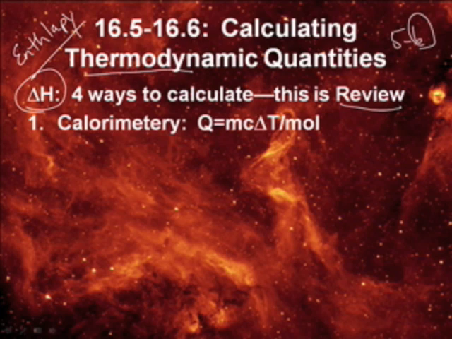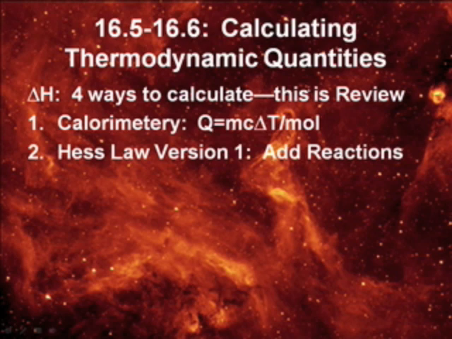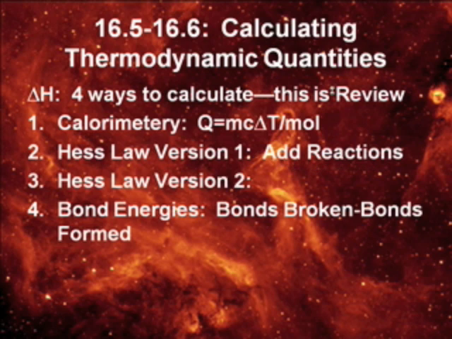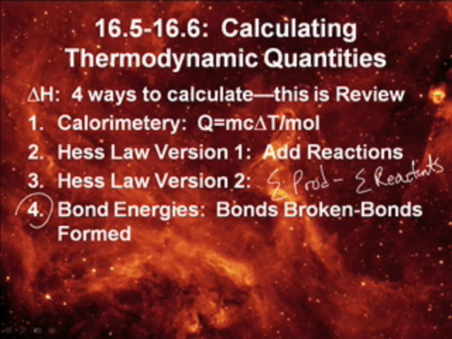We learned in that chapter there are 4 ways to calculate delta H. The first one was calorimetry, like Q equals mC delta T, and then you divide by the moles. The second method was Hess's Law version 1, where we added a bunch of reactions. The third one was Hess's Law version 2, products minus reactants. The values for that are in the appendix in the back of the book. And the fourth one is bond energy.